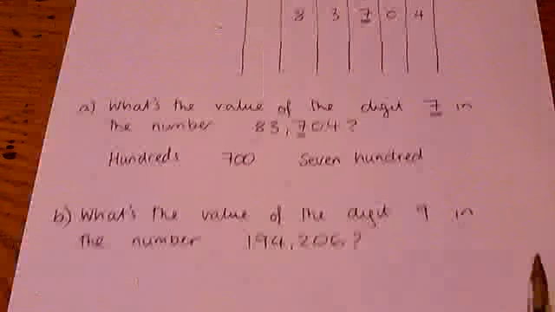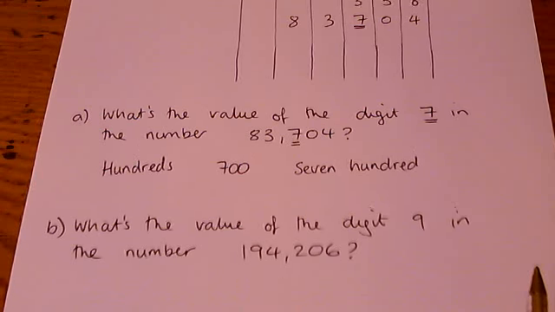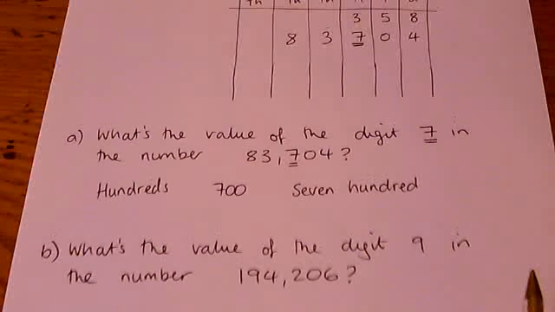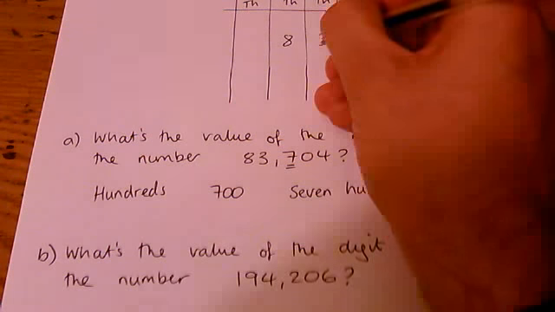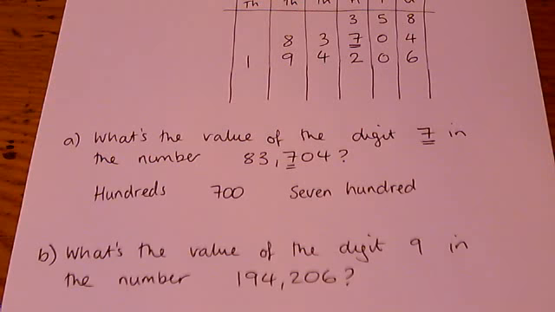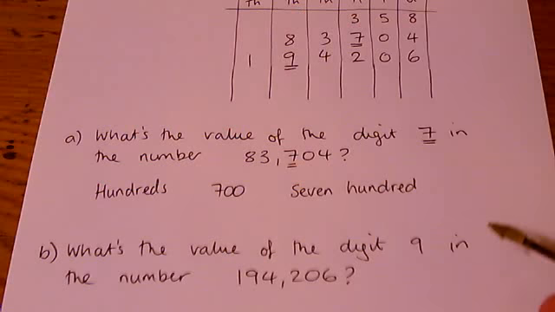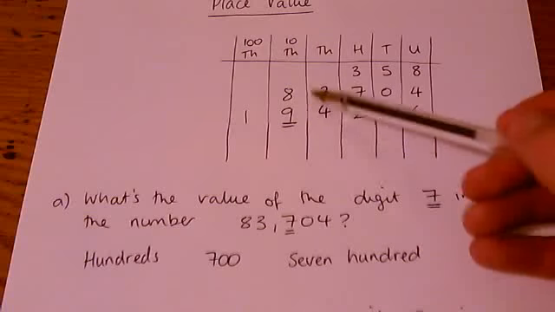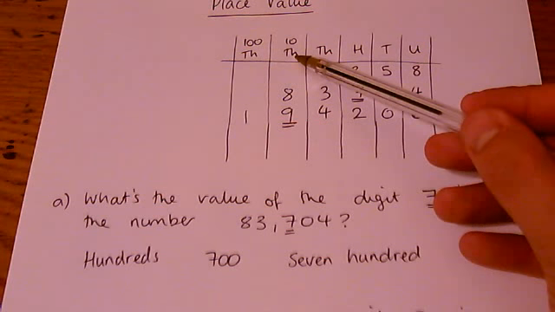Let's try the next one. What's the value of the digit 9 in the number 194,206? So let's write it in there, 194,206, and they want to know about the 9. What's the 9 worth? Well, to get that one, let's look up at the column here. This is the 10,000s column.